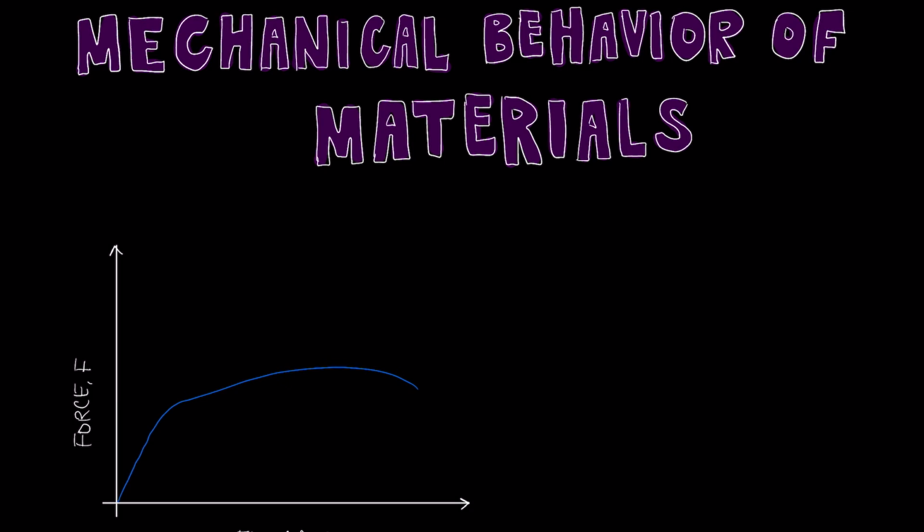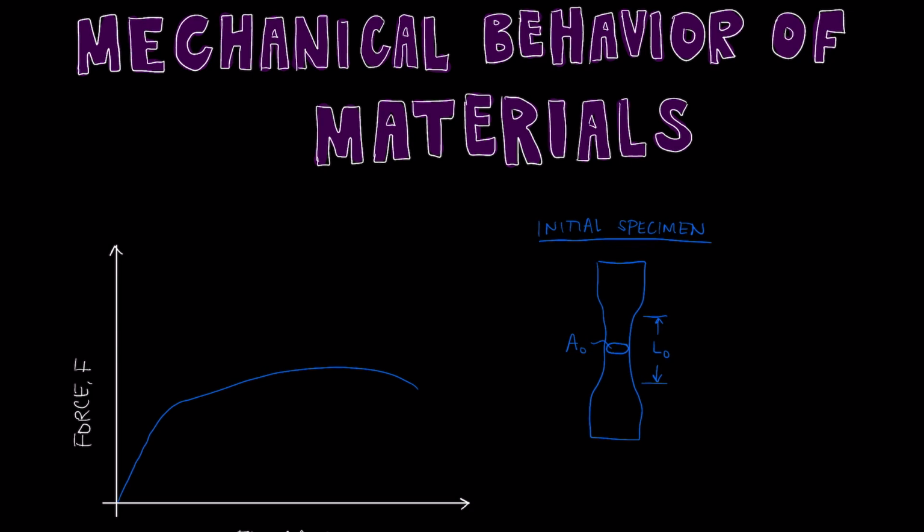All right, so here's what our initial specimen force elongation curve might look like. And let's keep in mind what this specimen would look like. Let's give it a length of L naught and a cross-sectional area of A naught.